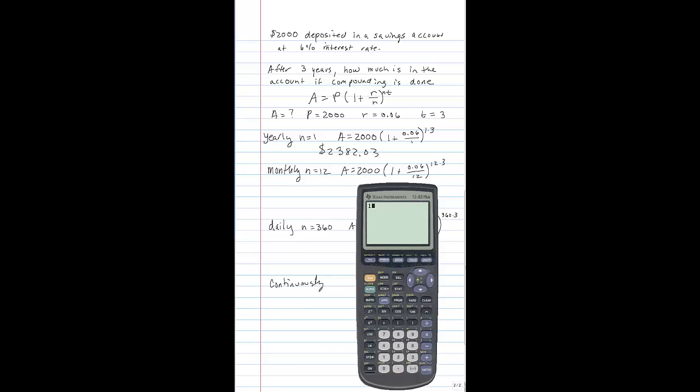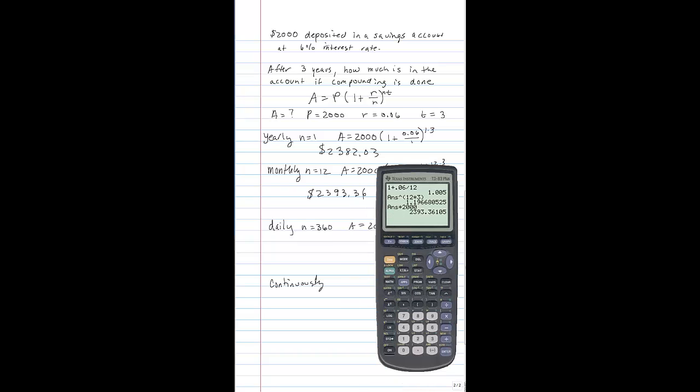Now let's look at what happens when I compound monthly. Again, I'm going to start in the parentheses. I'm going to raise it to the 12 times 3 power, again being careful about parentheses. And then I'll multiply this by 2,000. This time I earn $2,393.36. So I've made a little more than $10 more by compounding monthly.